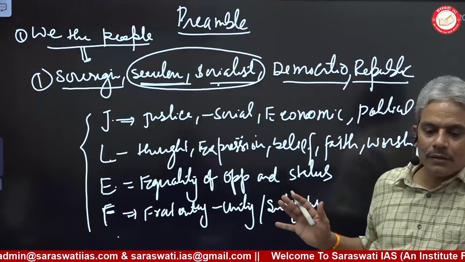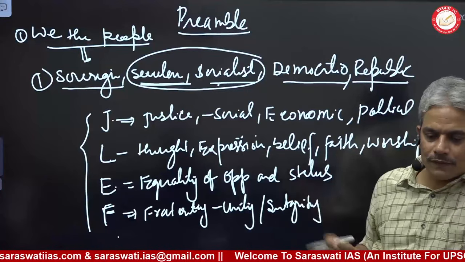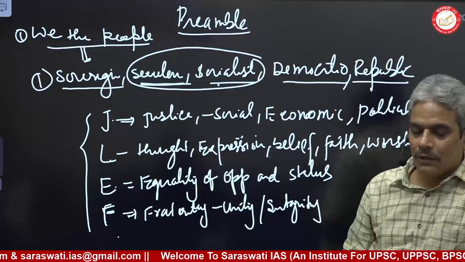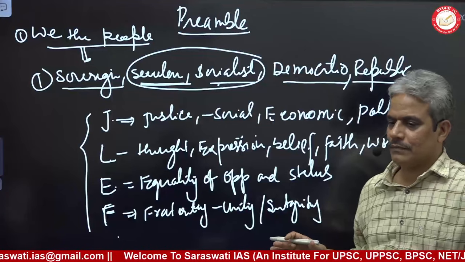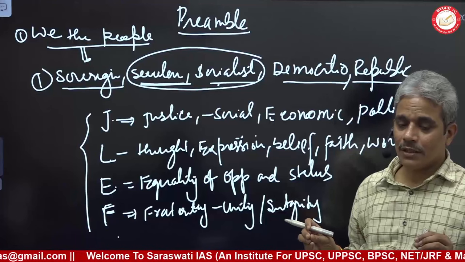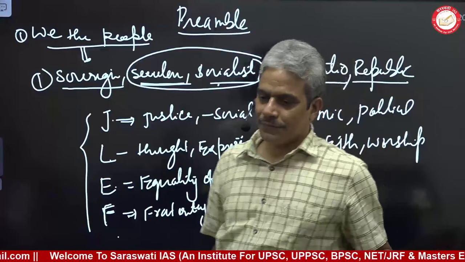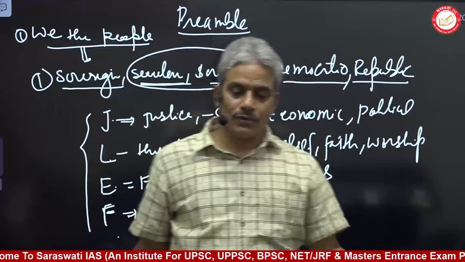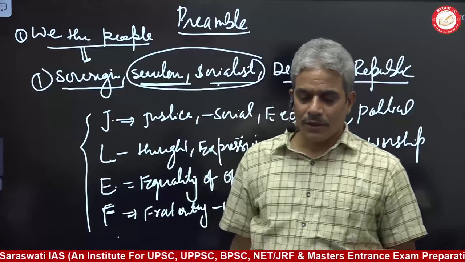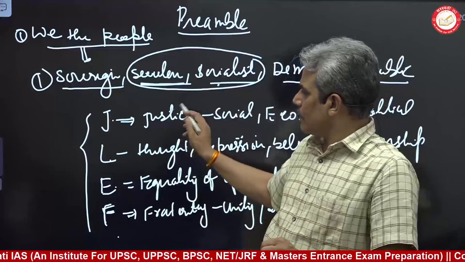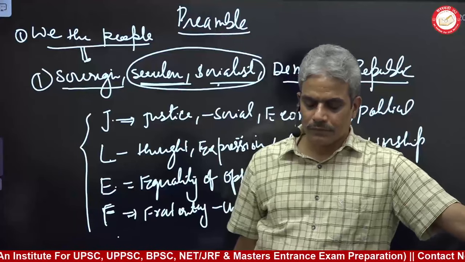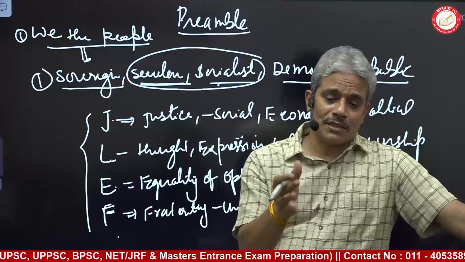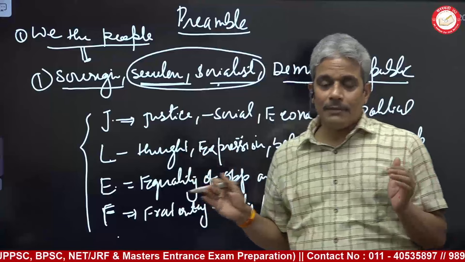Next point. The founding fathers of the American Constitution also incorporated a preamble, which begins with 'We the people.' And we know that contract always tells about consent. Consent means democratic. Contract means everybody is equal. Everybody becomes part of the contract.